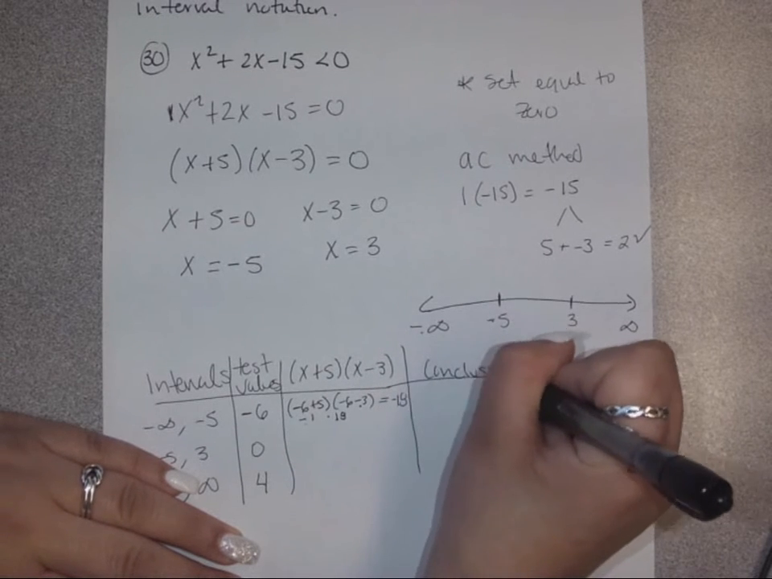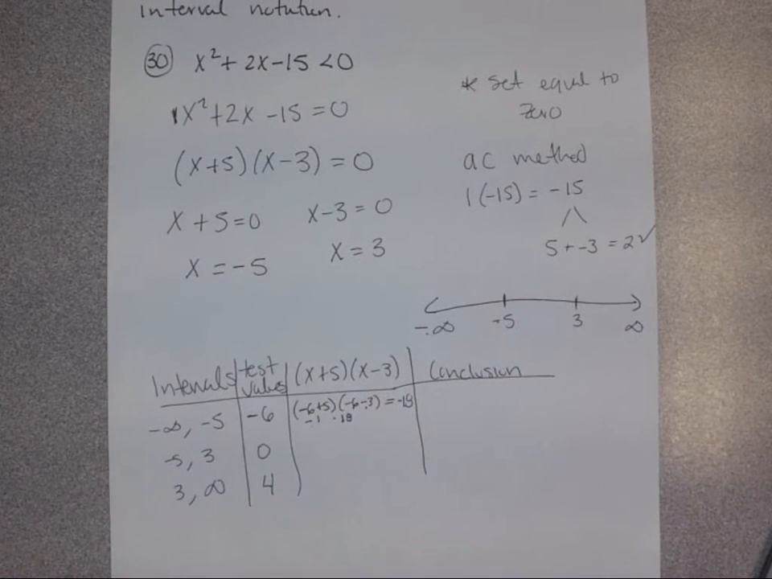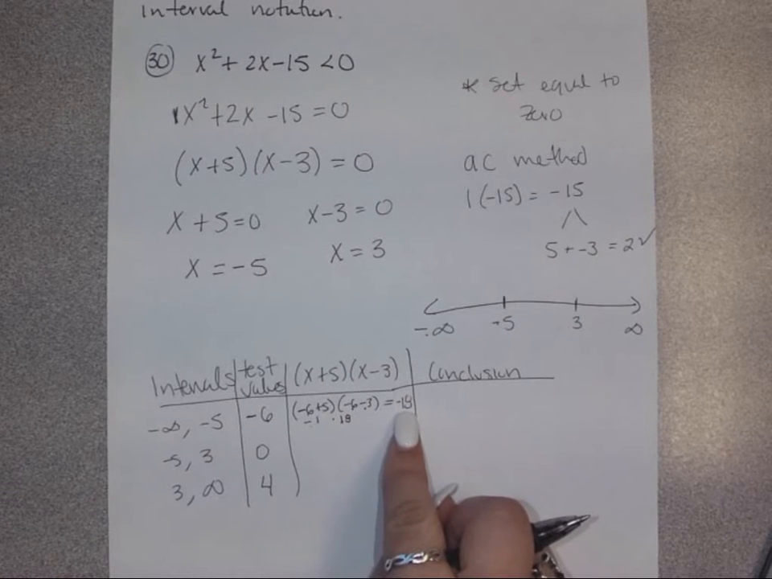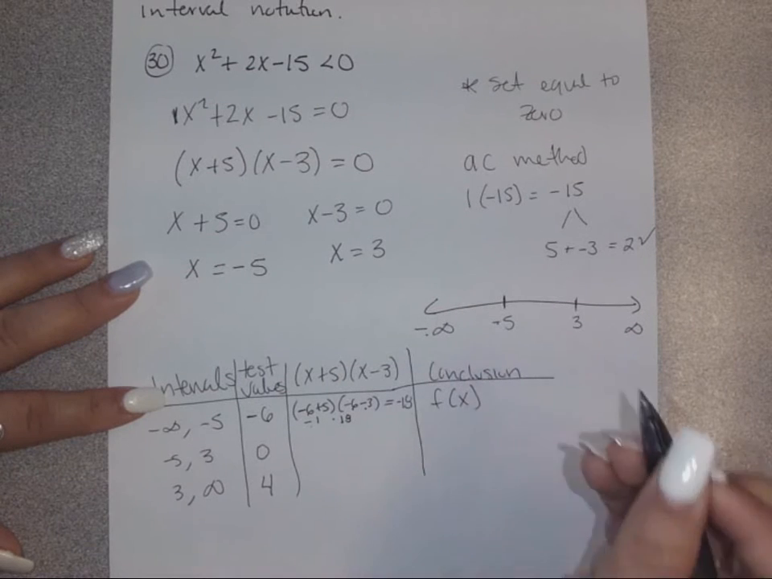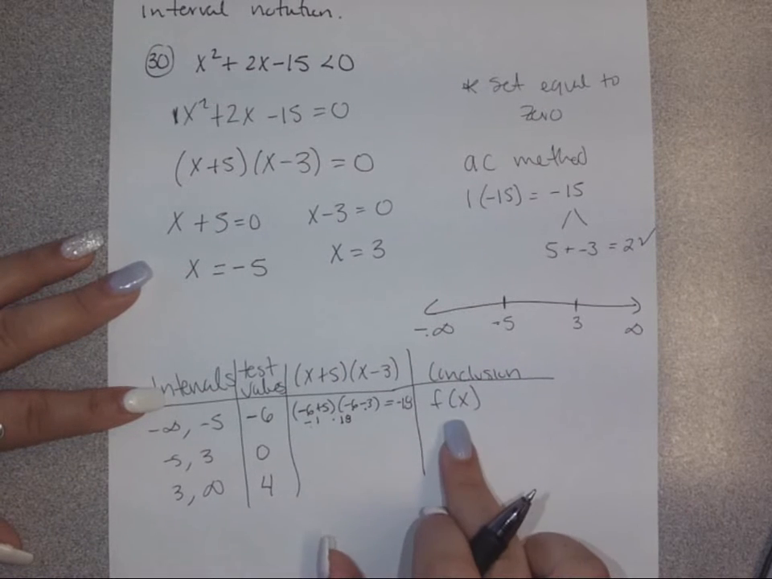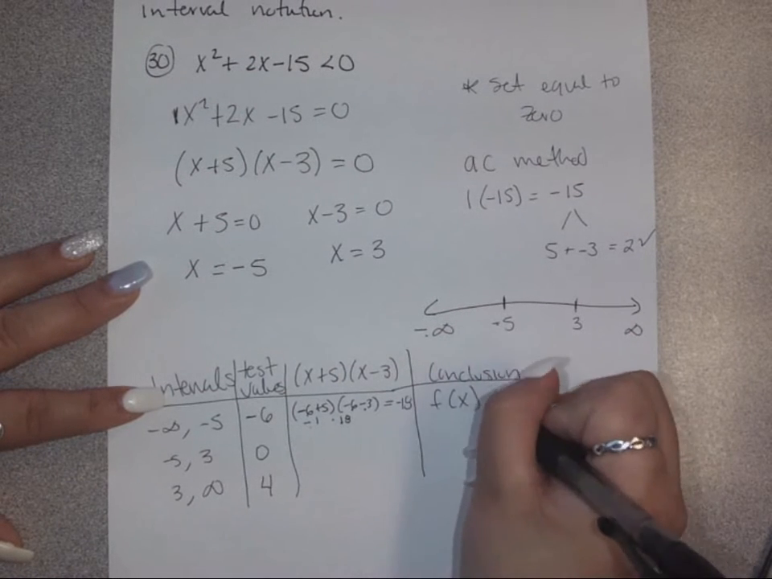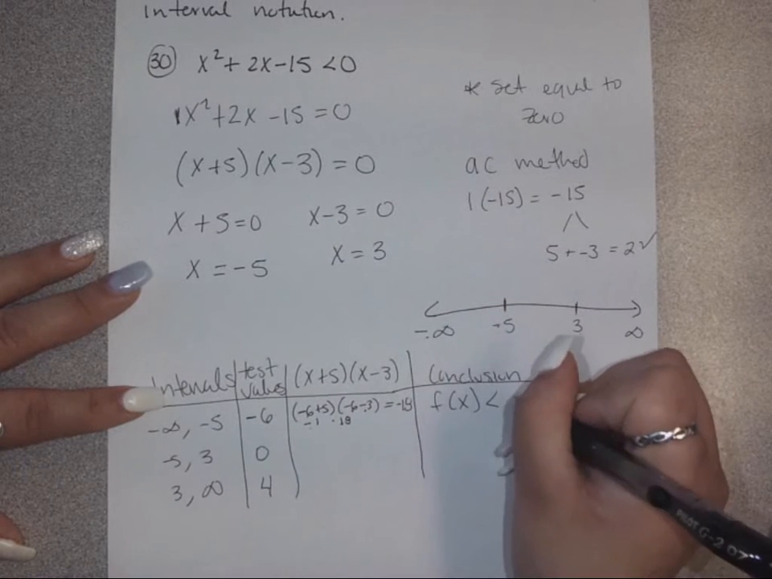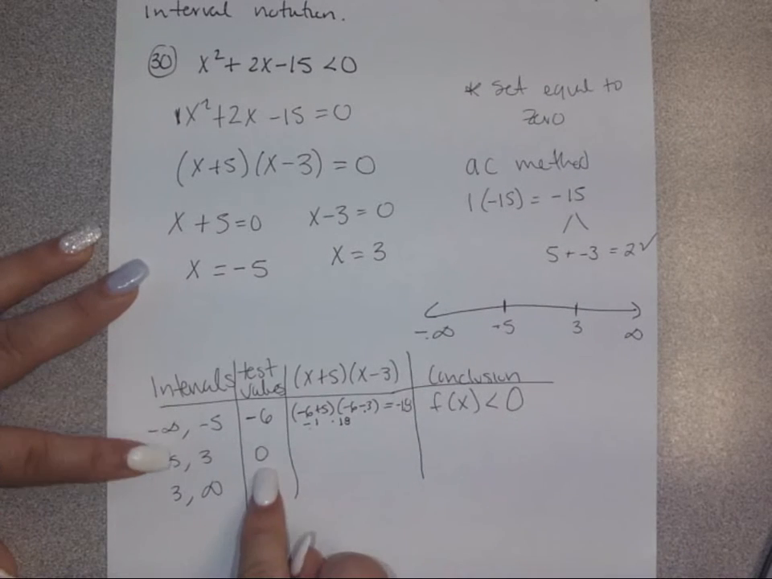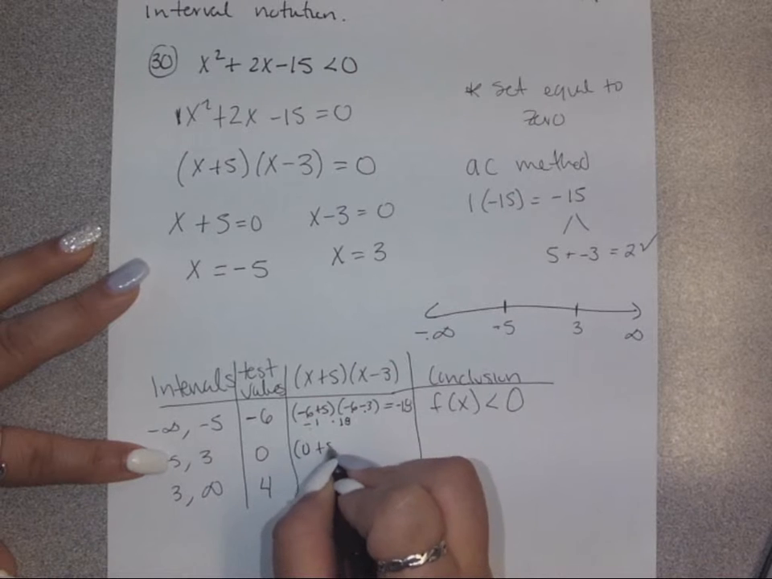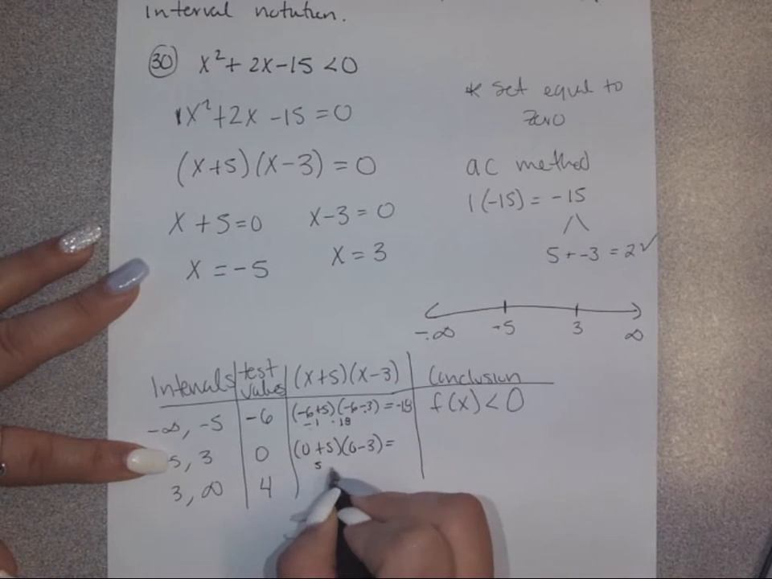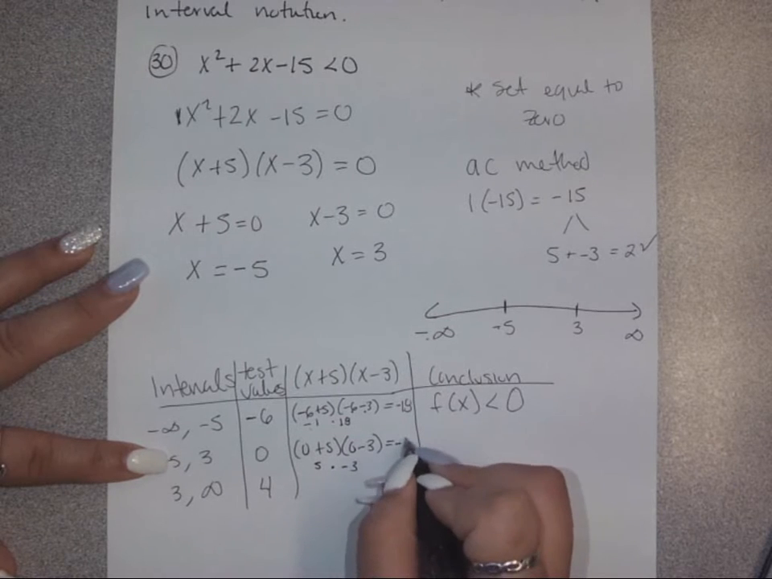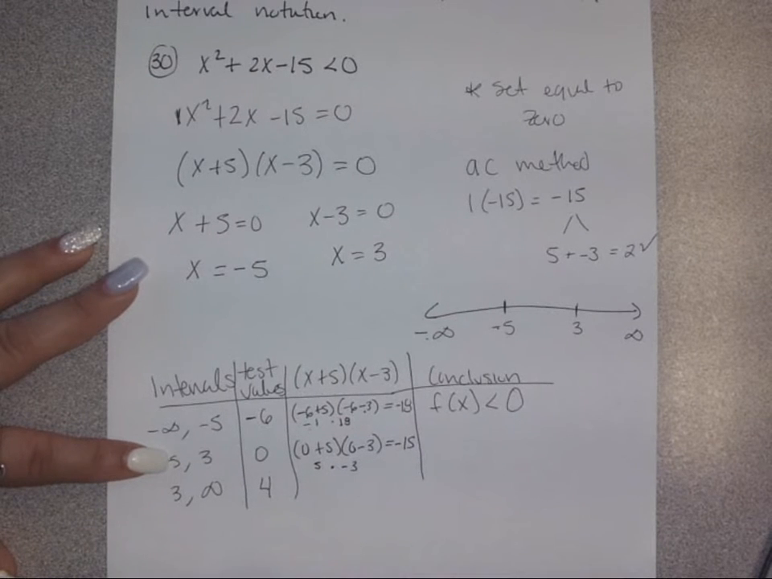Then this is going to help us make a conclusion. We're interested in what type of solution this gave us. We ended up with a negative number, and negative numbers are less than 0. So we say our function at this interval gives solutions that are less than 0. Now if we test 0, we end up with 0 plus 5, 0 minus 3, so we end up with positive 5 times negative 3. As you can see here, we end up with a negative 15.